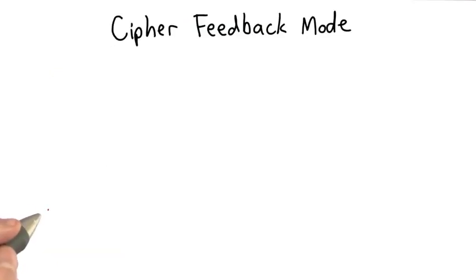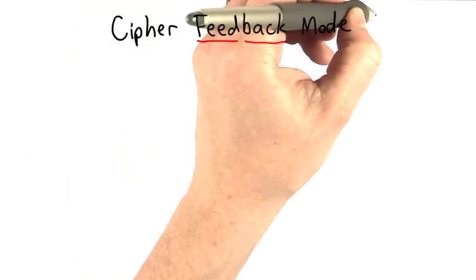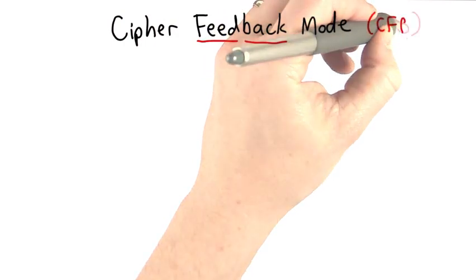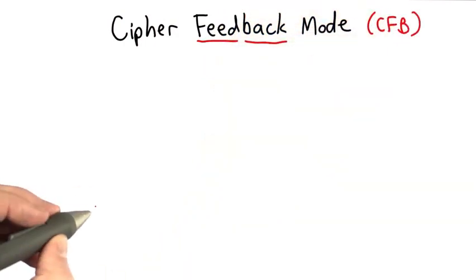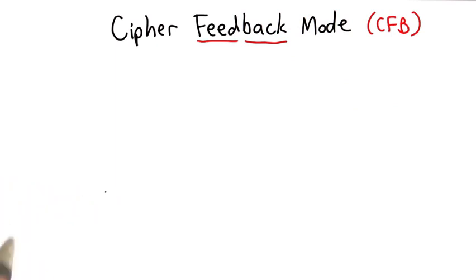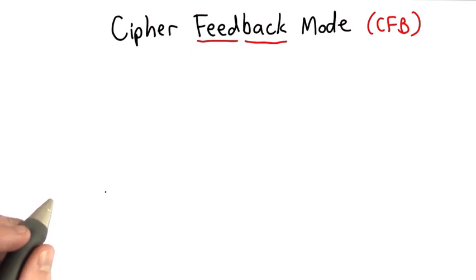The last mode of operation I'm going to talk about is called cipher feedback mode, also known as CFB. There are many different modes of operation. We won't talk about them all, but the ones that I've talked about will give you a good sense of the way modes of operation work. This one's a bit different from the others that we've seen so far.